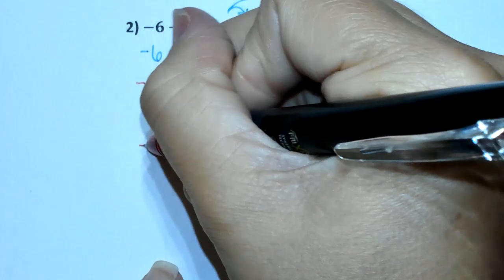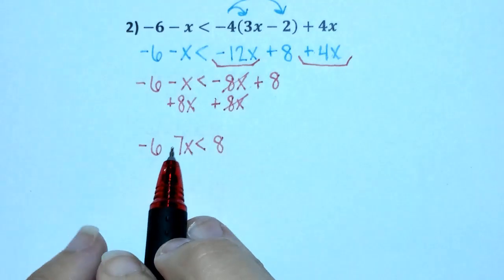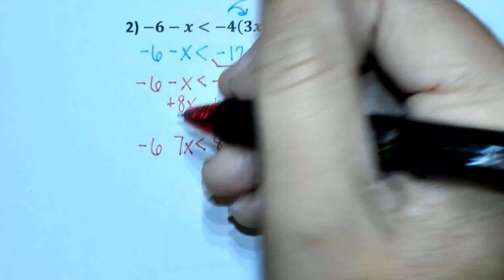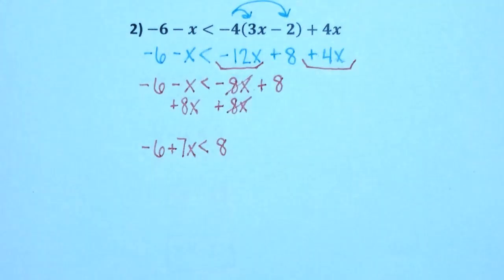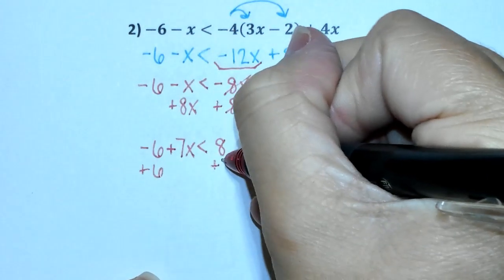I'm going to bring down my sign. I'm going to bring down my negative 6. I'm going to bring down my positive 8. Okay, and then over here, there's no sign. It's a positive 7x, so I'm going to put a plus sign there. Okay, I get my constants on the same side now, so to get rid of that minus 6, I will add 6 to both sides.